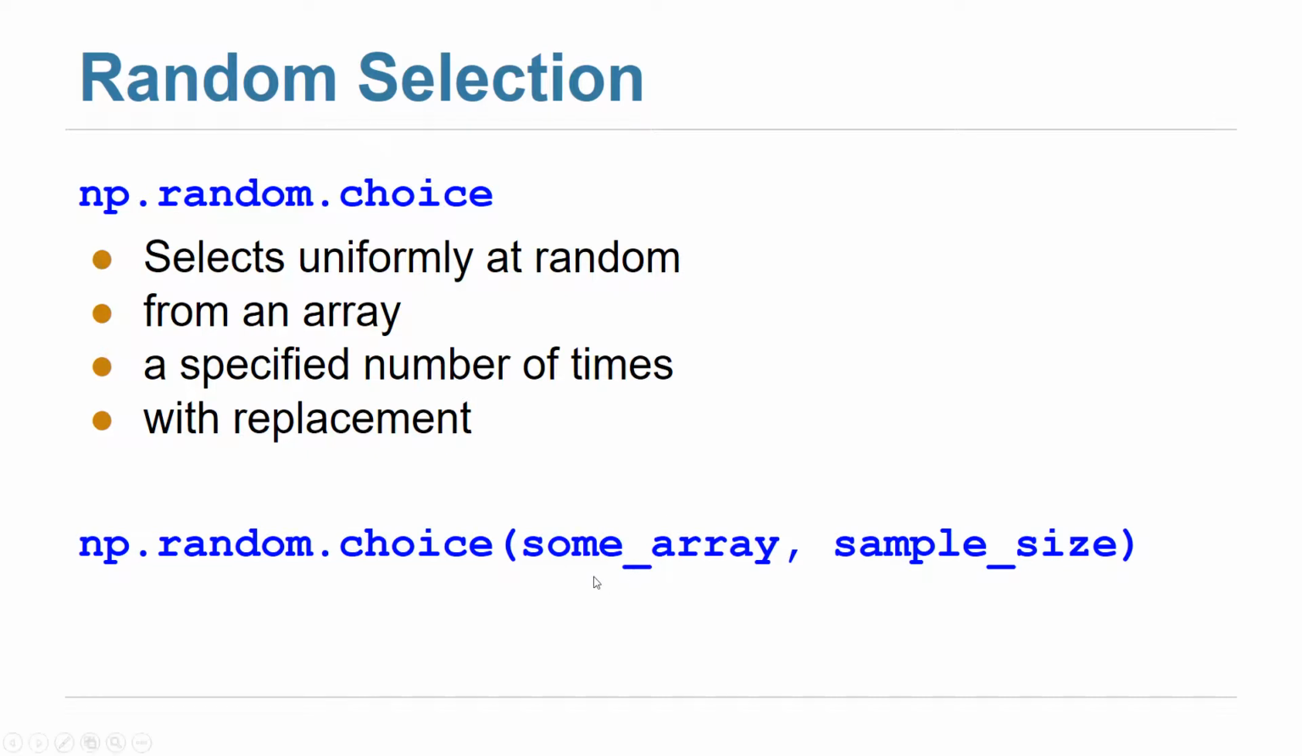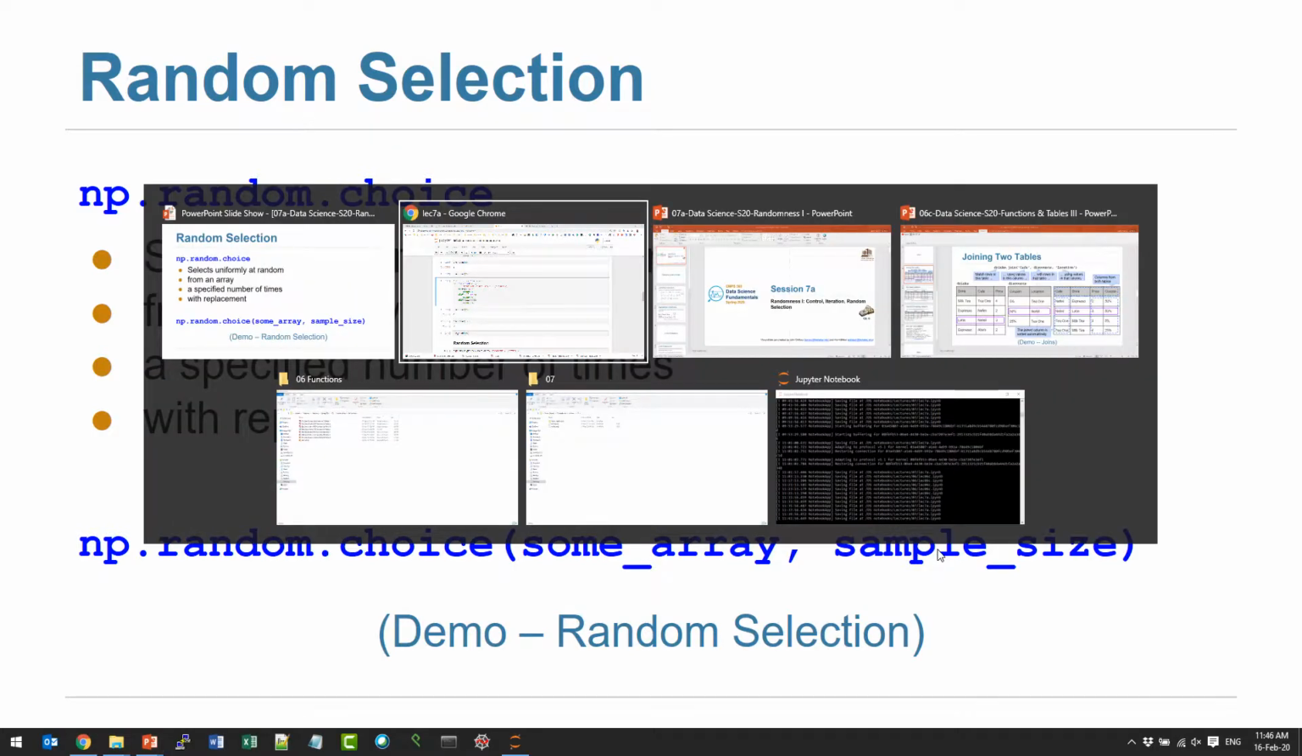So here is the syntax of the function. Choice takes 2 arguments. One of them is required and the other is optional. The required, of course, is the array from which we will sample from, and the optional one is the sample size. That's how many samples we want to get. We call it the sample size. If we didn't give the sample size, then the default value is 1. Okay, we'll sample just once. So let's see a demo on that.